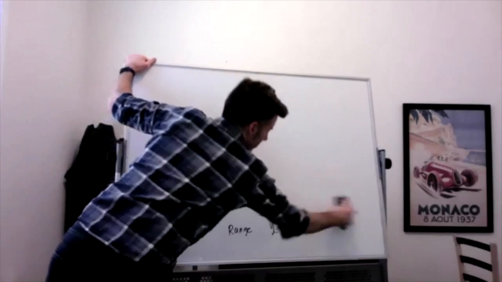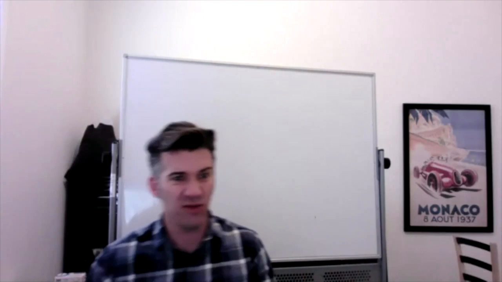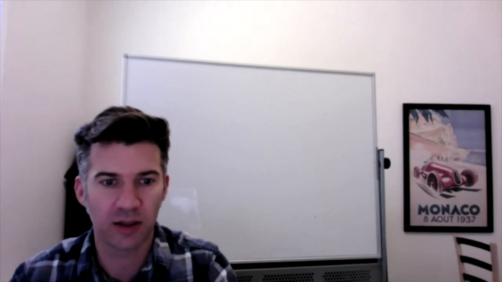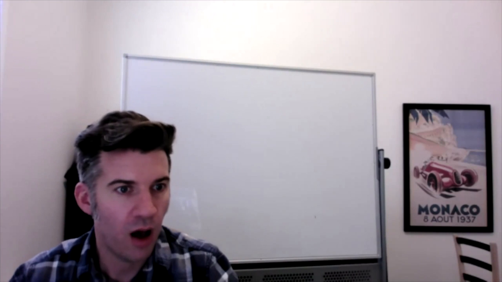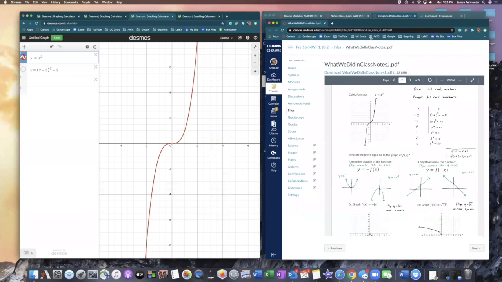I'm gonna go back and forth between Desmos and drawing things, because I feel like, yes, I can draw these just fine, but I can also show you on Desmos. So let's look at a couple things. First of all, let me share here. So the first question we want to answer is, what does a negative sign do?